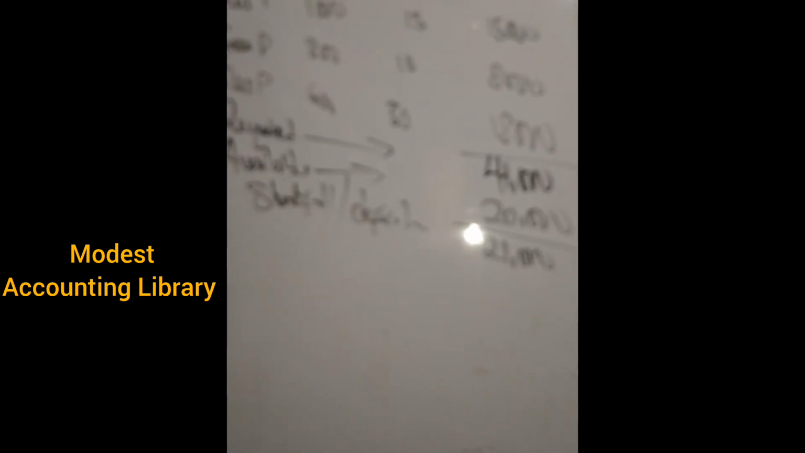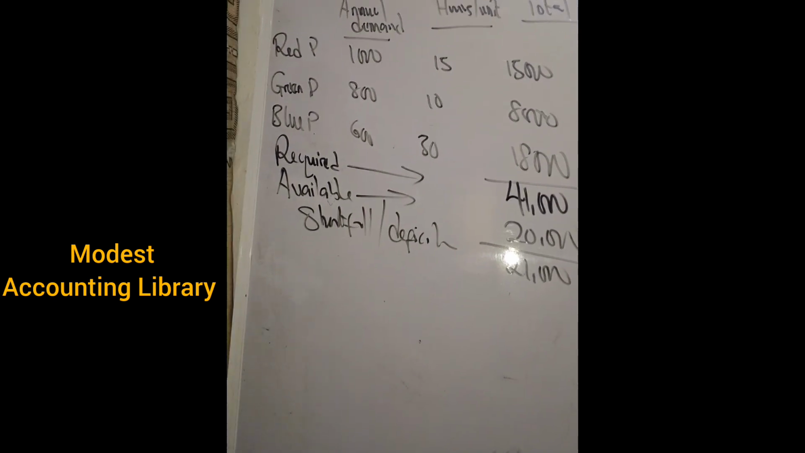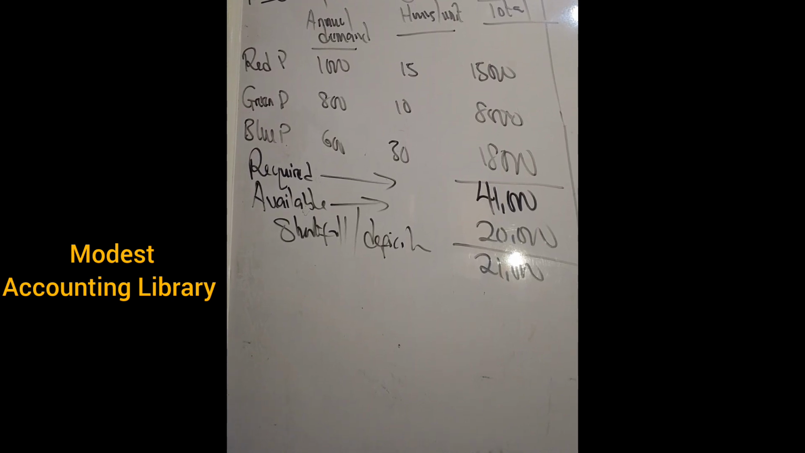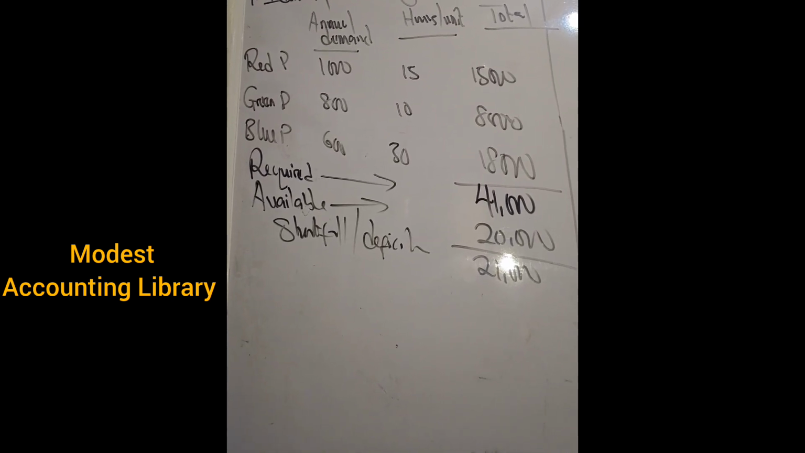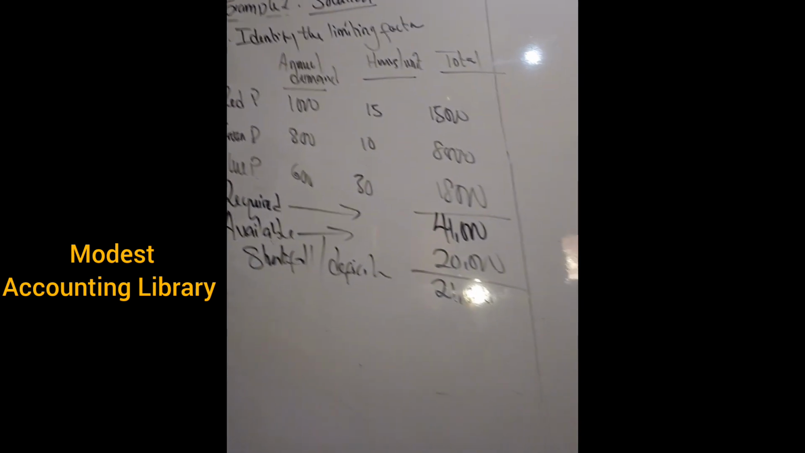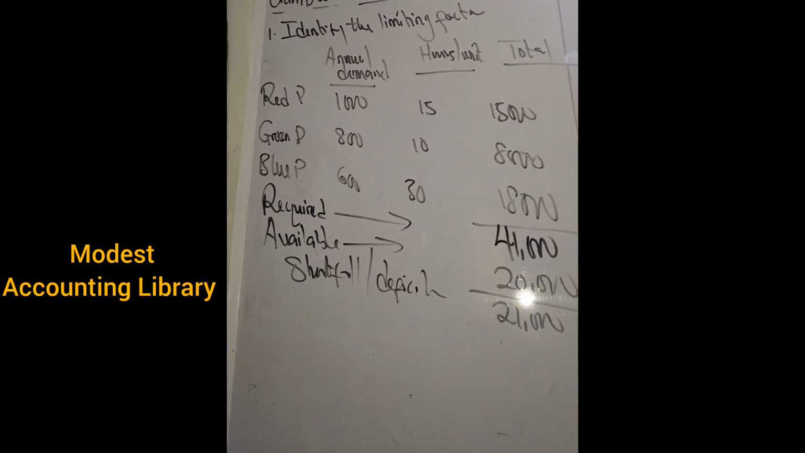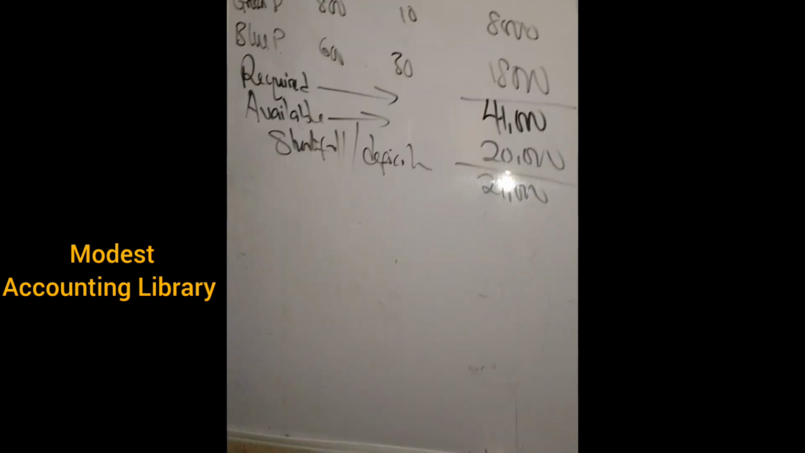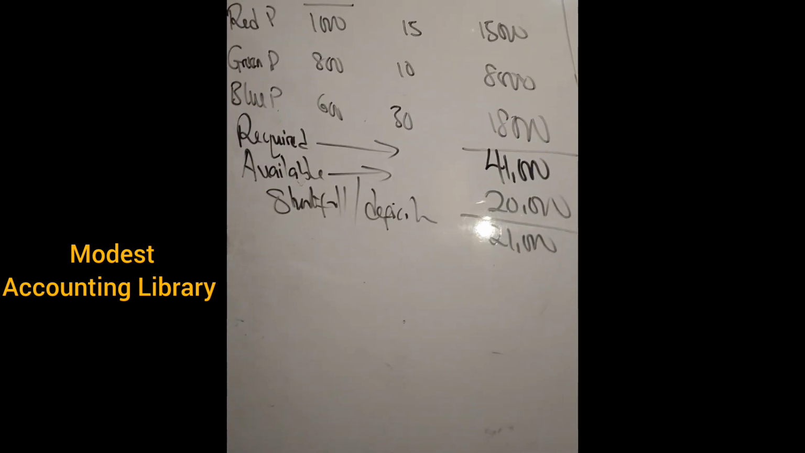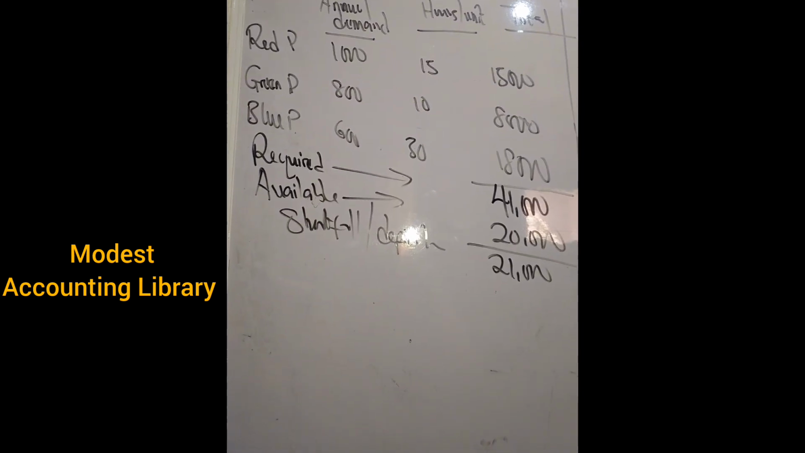Alright, so after you have done this, this is step 1. Step 2 is to calculate the contribution per hour. How do we calculate contribution per hour? I have told you earlier that contribution is selling price minus variable cost. But in this situation, contribution per unit has been given. They gave us in the question that contribution per unit is 15, 30, and 20 for the three products. So to calculate the contribution per hour, we are going to divide it by the hours per unit.